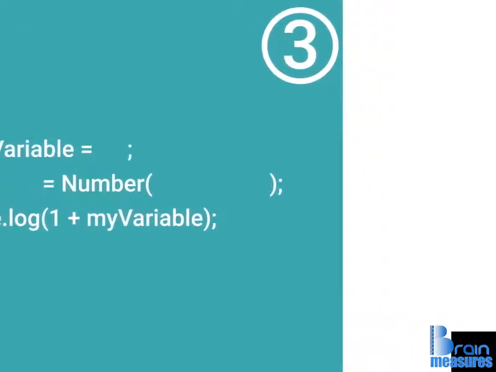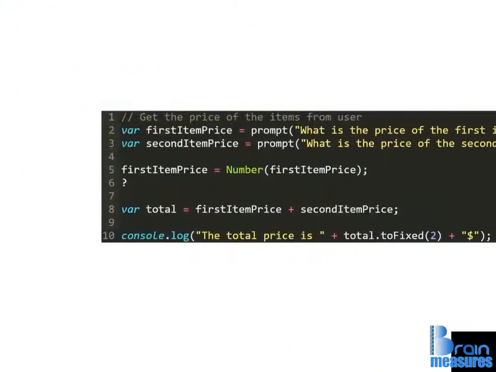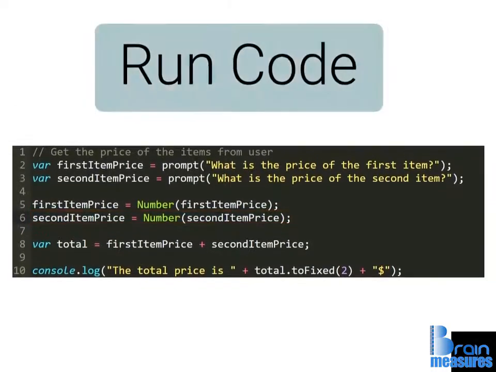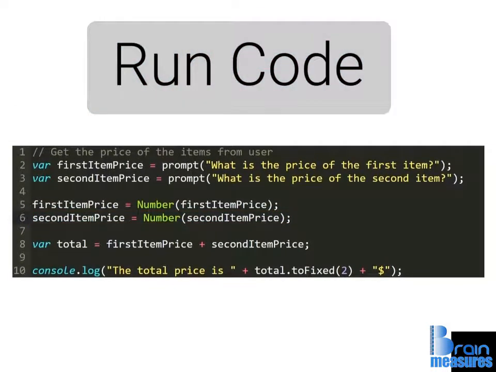Finally, we're ready to use the number instruction. In the code editor, replace the question mark with an instruction to convert second item price into a number. Once that's done, run your code and watch how the program works with your changes.